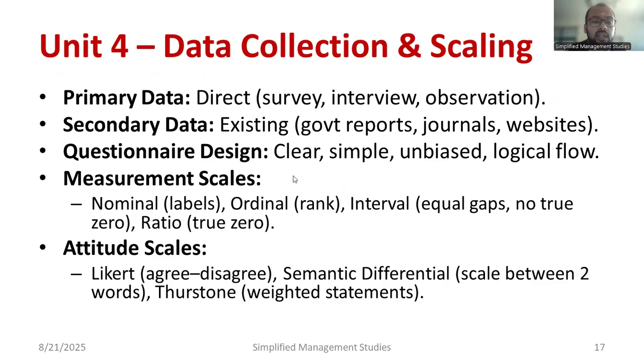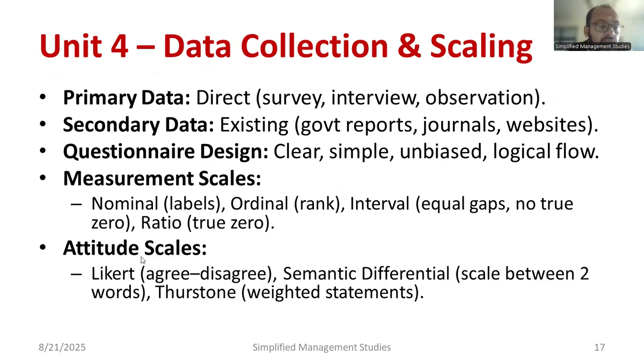What do you mean by questionnaire design? A questionnaire design involves clear-cut information. It should be simple. It should be unbiased. There must be a logical and sequential flow. So what is a measurement scale? There are different types of measurement scales, which are very, very important. Remember, the nominal scale is called labels. What is the ordinal scale? It is based upon rank. What is the interval scale? It includes equal gaps, not a true zero. Then another one is called ratio. It has a true zero. So these are the different types of measurement scales.